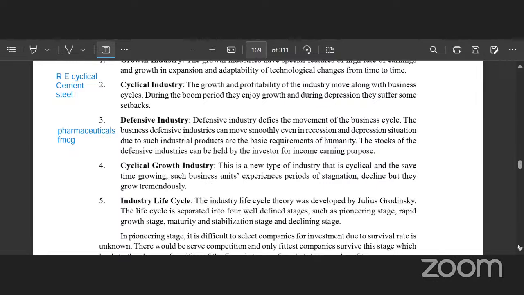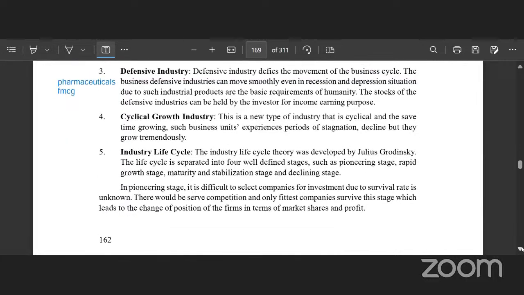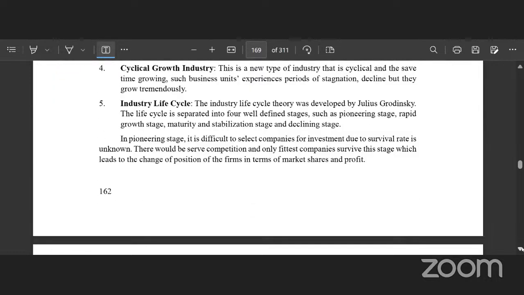You should also try to understand the industry life cycle, which generally falls into the pioneering stage or startup stage, rapid growth stage, maturity, and stabilization. So you need to understand the stage of the industry. Is it in the growing stage, or is it in the maturity stage, or is it in the declining stage?